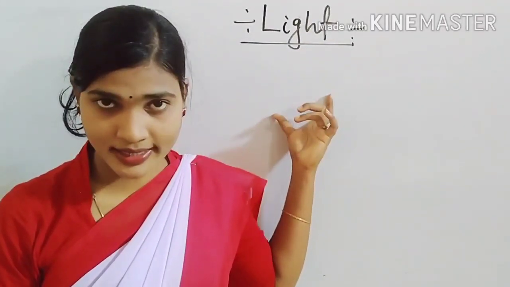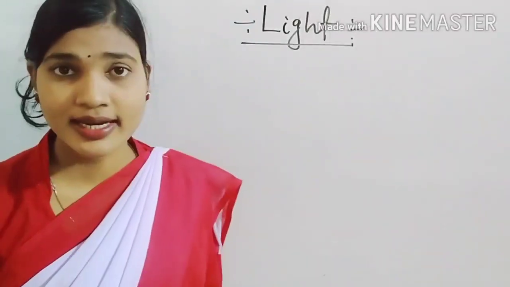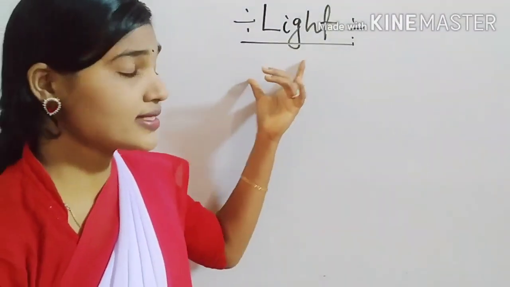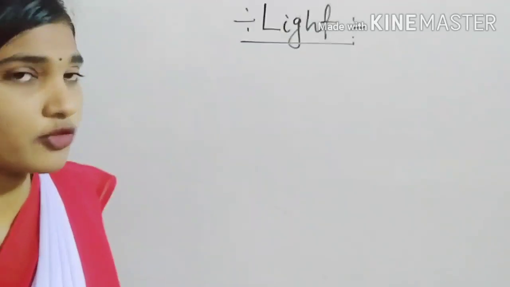What is light? Light is a natural agent that stimulates the sight and makes things visible.